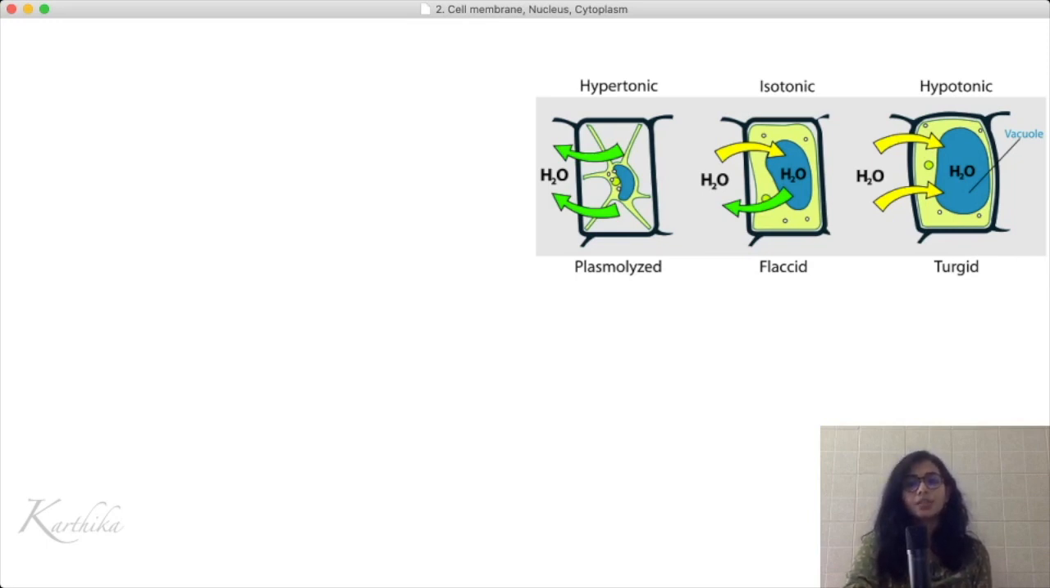And when you put it in a hypertonic solution, water flows from where the concentration of water is more, inside the cell, to the external environment and it gets plasmolysed. When you put it in a hypotonic solution, wherein the external solution is less concentrated than the internal solution, that means water is more outside, then water flows into the cell where it is less and it becomes turgid. Now, turgid is another word for getting swollen, filled with water.